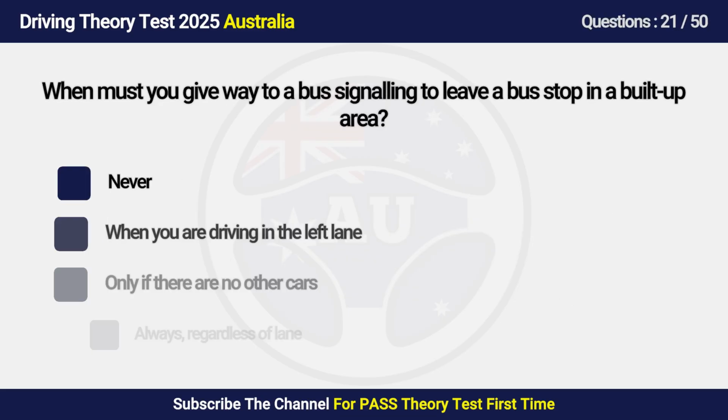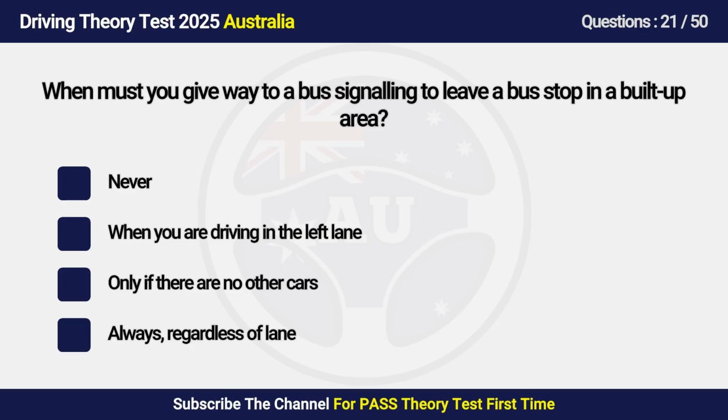Question 21. When must you give way to a bus signaling to leave a bus stop in a built-up area? A. Never. B. When you are driving in the left lane. C. Only if there are no other cars. D. Always, regardless of lane.